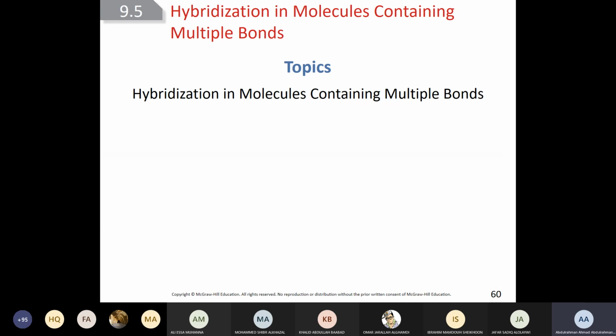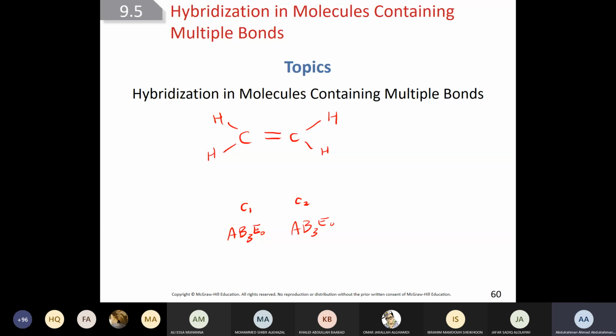Now, let's go to another example. Let's go now to C double bond C, H H H H. I'll call this one carbon 1 and this one carbon 2. What's the electron domain of carbon 1? AB3E0. And carbon 2? Same, AB3E0.